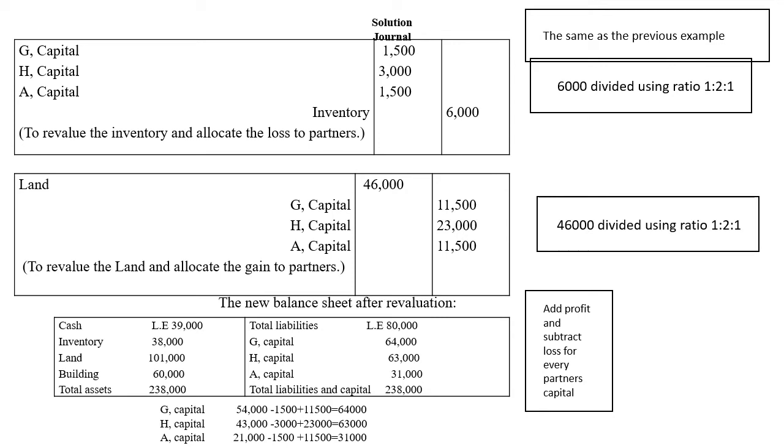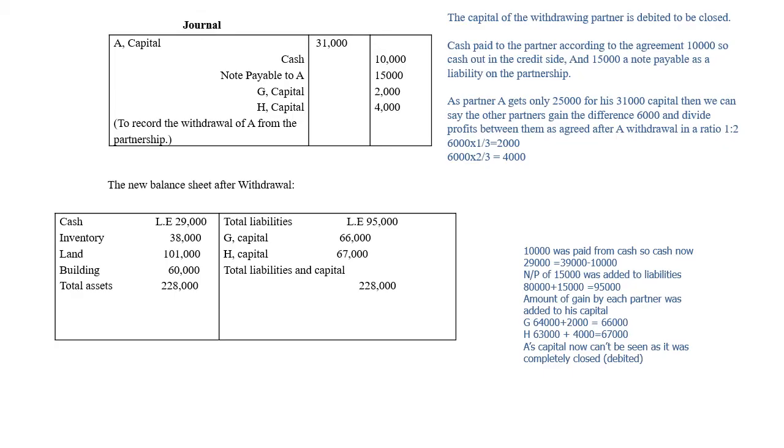Let us see the solution, the journal entry for the withdrawal of the partner. Here you see in the journal entry, A capital was debited by 31,000. Cash was paid out from the partnership. That's why cash was credited by 10,000. And notes payable is credit because it's a liability. And you know liabilities are recorded in the credit side, and the liability here is 15,000.